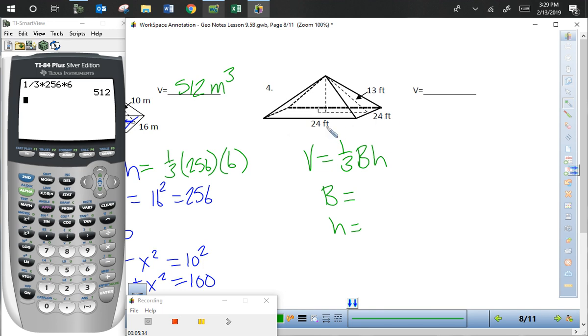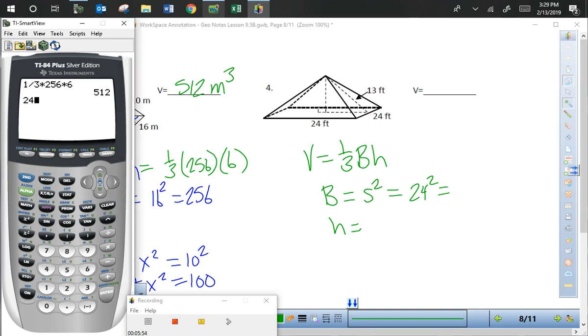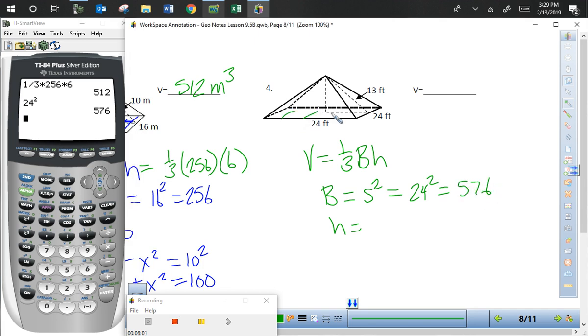Alright, you'll notice our dimensions here are the same, so we can say the area is going to be side squared for a square, and that looks like 24 squared. Okay, bigger number than we're used to seeing, so 24 squared, 576 is the area of our base right here. Alright, we also need the height going up and down. Once again, we don't have that, so we need an x.